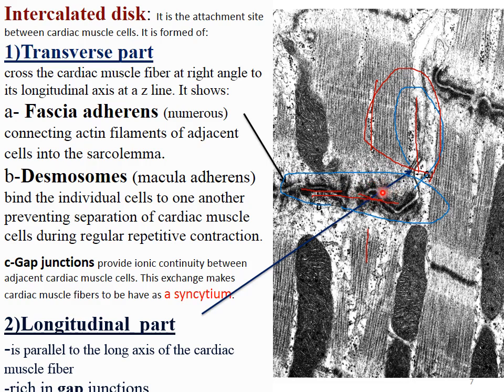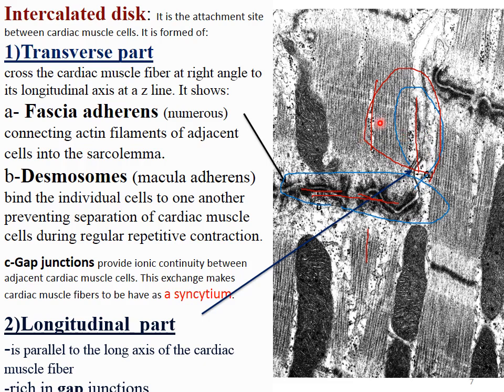Longitudinal parts of intercalated disc contain one junction. It's called gap junction. Rich in gap junction. So, gap junction is present in transverse part and longitudinal part, but rich in longitudinal part.